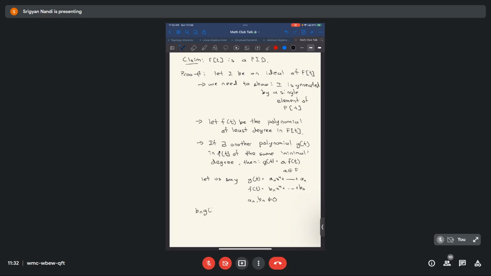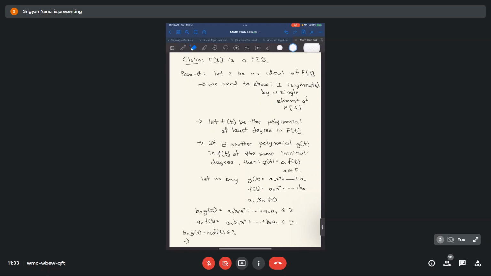We have b_n g(t) equal to a_n b_n x^n plus a_0 b_n, and a_n f(t) is equal to a_n b_n x^n plus b_0 a_n. But b_n g(t) again belongs to this ideal I, and so does this. Since the ideal is closed under addition and subtraction, the difference will also belong to the ideal I. So b_n g(t) minus a_n f(t) will belong to I. But that implies we lose the degree n. The difference is of degree less than n.